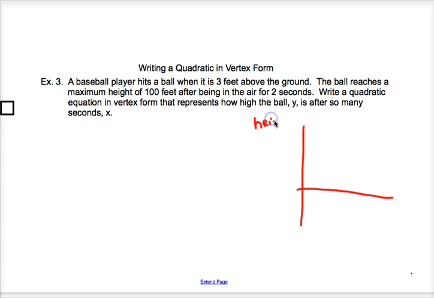So let's say height, in feet, that's my y, after so many seconds, x. So down here we'll have time, and that's measured in seconds. Well, I know that at 2 seconds it's at 100, so I'm just going to go 1, 2, it's up here, I'll just say this is 100. So that's the max height.